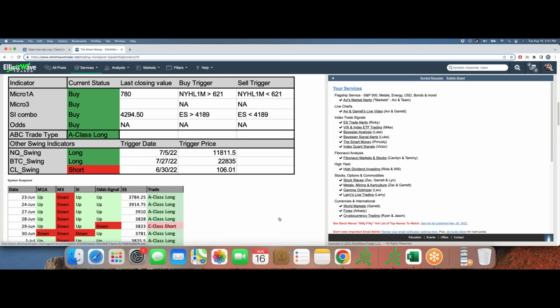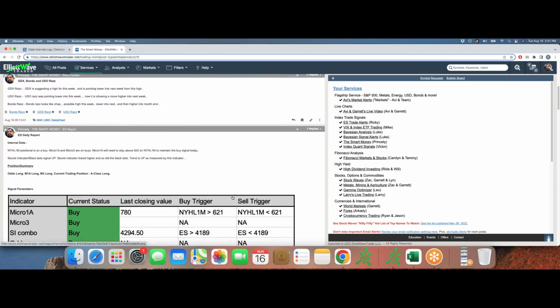I was just trying to find something so that we can reduce the dependency on the current main ABC system, but nothing really worked as well as that. These swing indicators are still okay, at least as a nice to know. For crude, it's short and it's been short for a while. Similar to that, swing NQ and Bitcoin have been long. I'm just tracking that also in the daily reports.